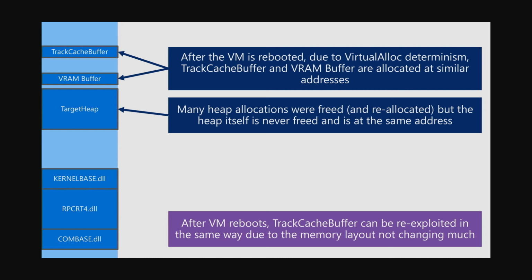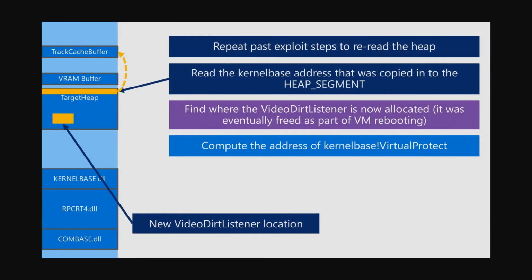And luckily for me, those bottom-up allocations that are made by virtual alloc are very predictable, right? Because we want to have very minimal fragmentation in the address space. And that means that the track cache buffer and the VRAM buffer are usually going to be reallocated in the exact same spot that they were before. Which means that I can then trigger the bug again. I can do this out of bounds read, and I can go and read the target heap, and read that kernel base address out of the heap segment header.